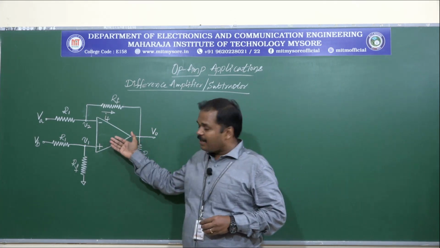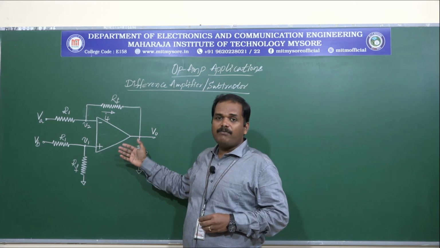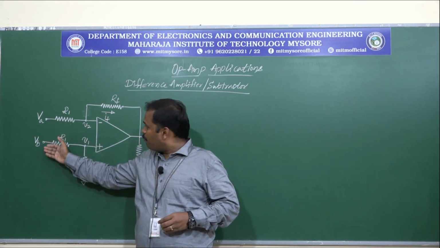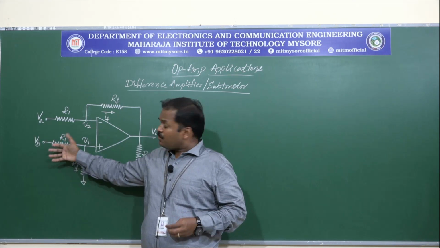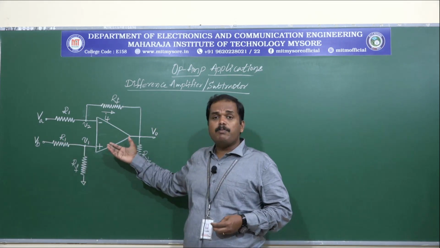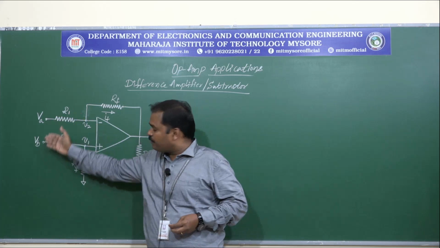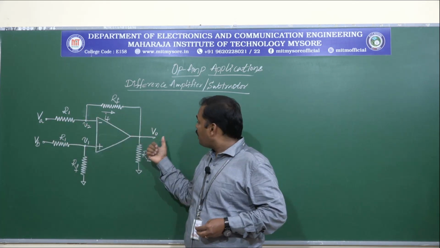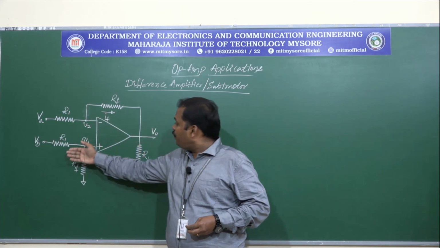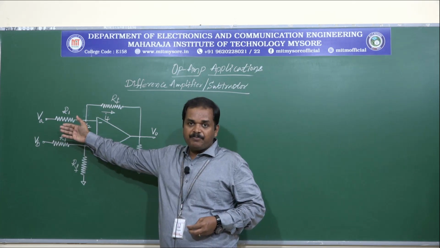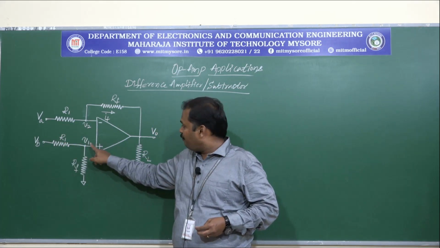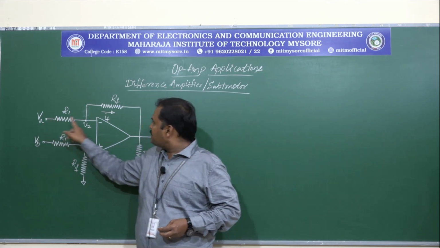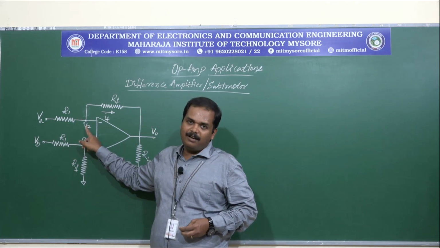As we can see here in the circuit, the difference amplifier has got two inputs, VA and VB. So essentially this circuit would be providing the difference of these two signals. So V0 is expected to be VB minus VA, as VB is connected to non-inverting terminal V1 and VA is connected to inverting terminal V2.